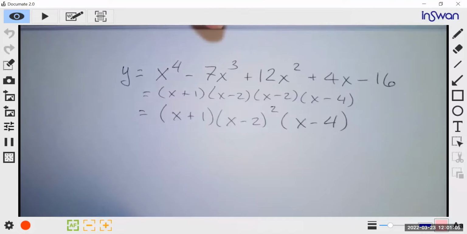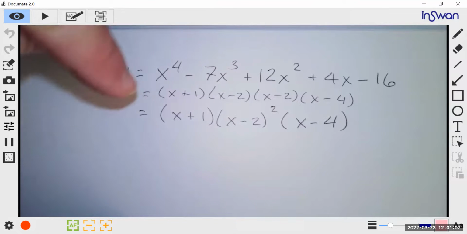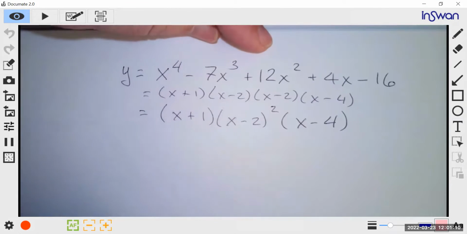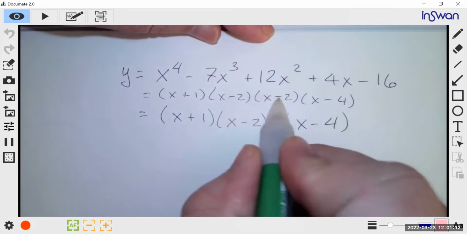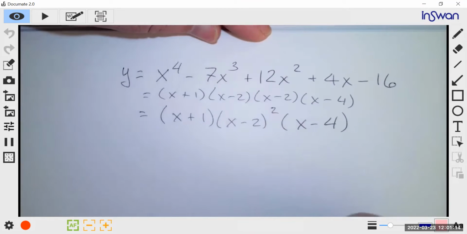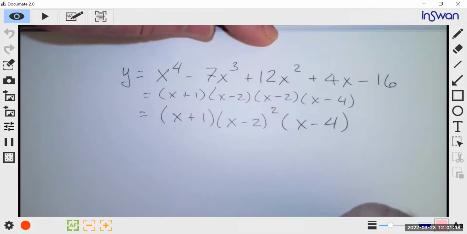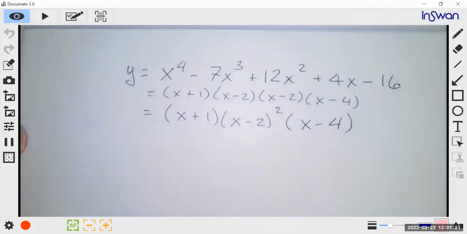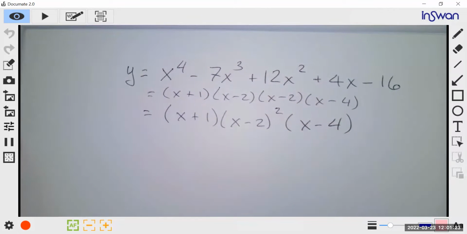Because next week, when we do these by ourselves, you'll come up with the second line. And then from there, since x minus 2 happens twice, you can put that square there. So what can you tell me about the equation right now? By looking at the equation, what can you tell me?